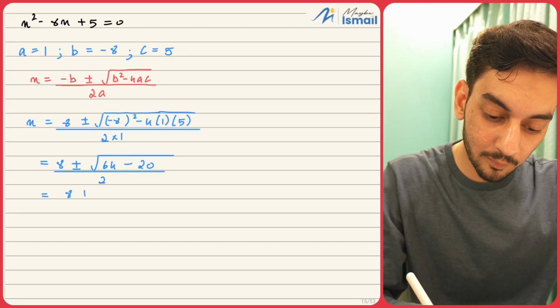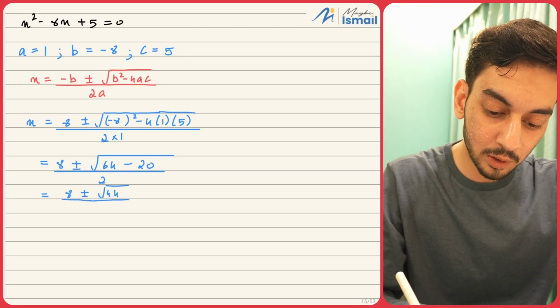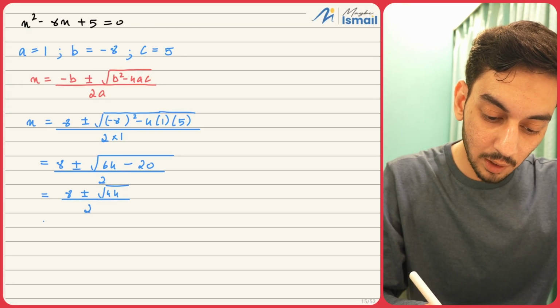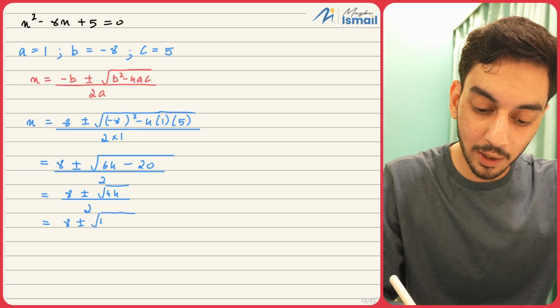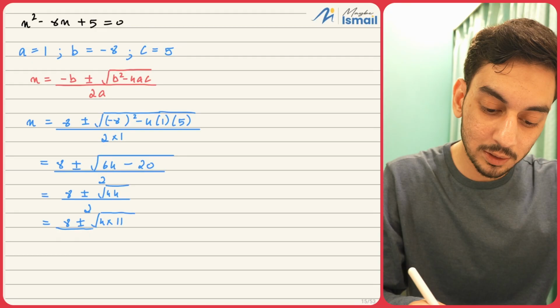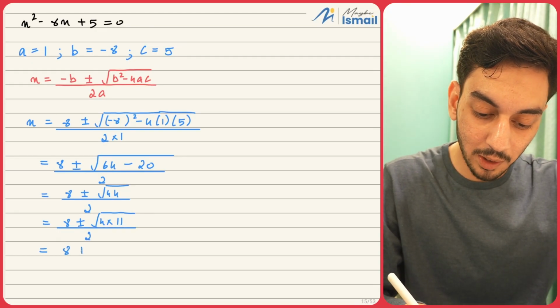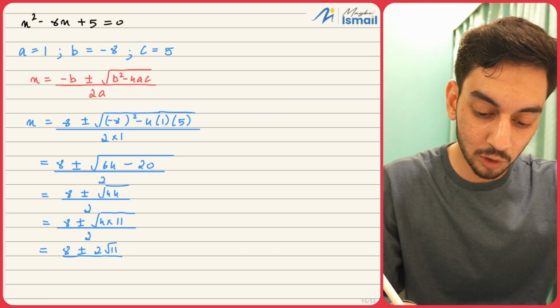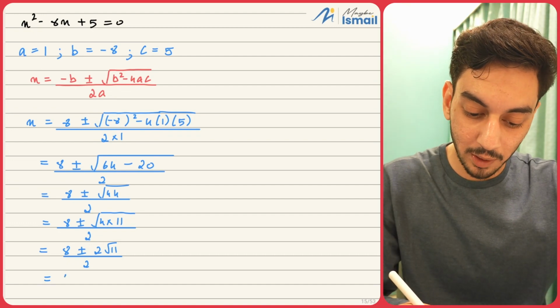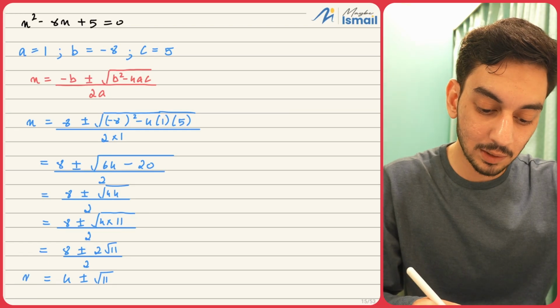So this would be 8 plus or minus square root of 44 upon 2. Now this can be simplified. Square root of 44 can be written as 4 times 11, because I know the square root of 4 already, so I can pull it out and simplify my equation. So it becomes 8 plus or minus 2 root 11, the whole thing upon 2. But the 2 in the denominator can go with both the terms in the numerator. So it becomes 4 plus or minus root of 11. That is the value of x.